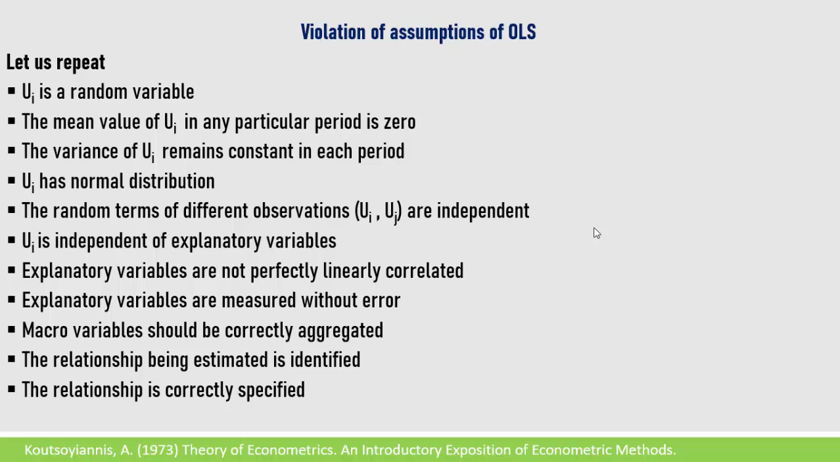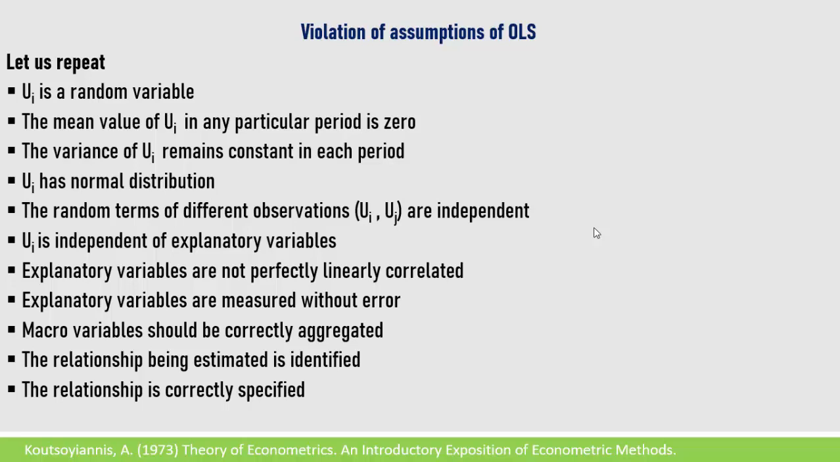So before coming into the detail of the econometric problems, let me discuss the violation of the assumptions. Before discussing the violation, let's repeat the assumptions. Our first assumption was that UI is a random variable, its value is by chance. The second assumption was that the mean value of UI in any particular period is 0. The third assumption was that the variance of UI remains constant in each period. The next assumption was that UI has a normal distribution. The random terms of different observations, UI, UJ, are independent.